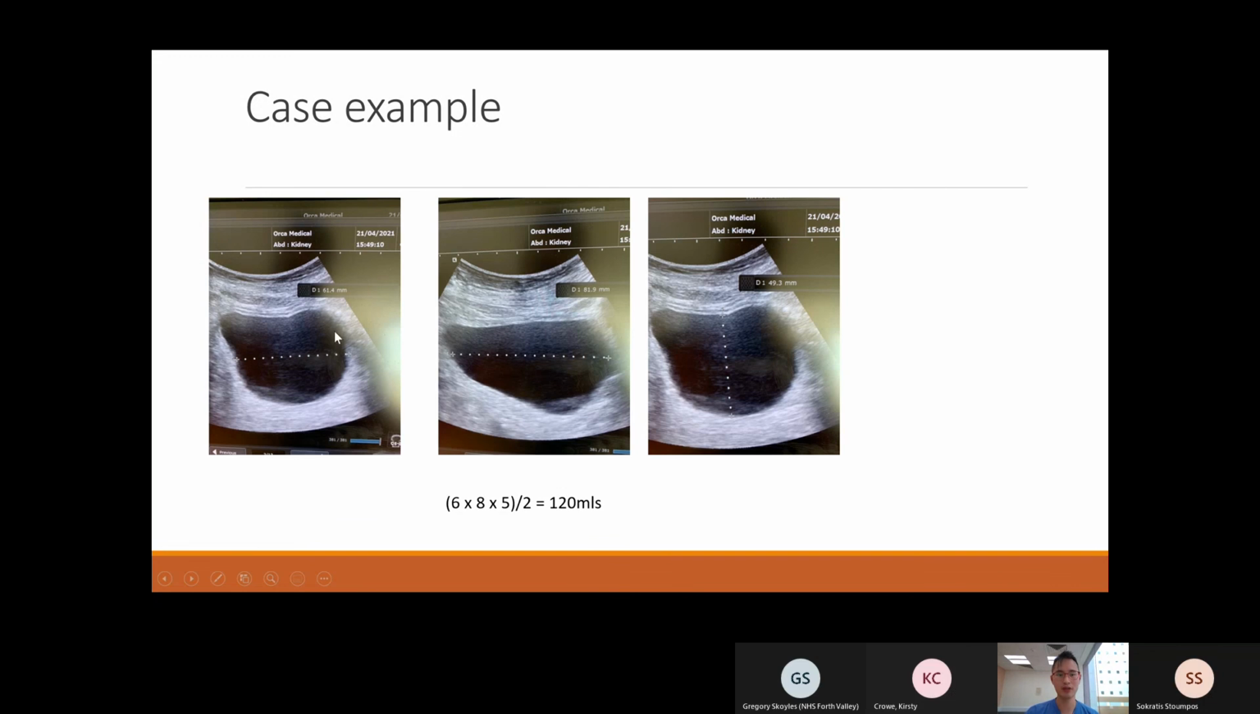If you look here, I've measured the various planes, as I talked about. So 6 centimeters, 8 centimeters, and 5 centimeters. Times that and divide by 2, he's got 120 mils in his bladder. Originally, we thought we wouldn't be able to get a urine sample from this patient, but because I was able to apply ultrasound to this patient, we can now get a urine sample, and I think he's just going to get an in-and-out catheter this evening to get some of that urine.